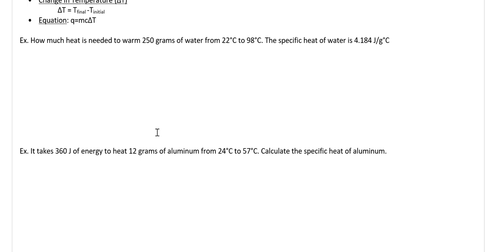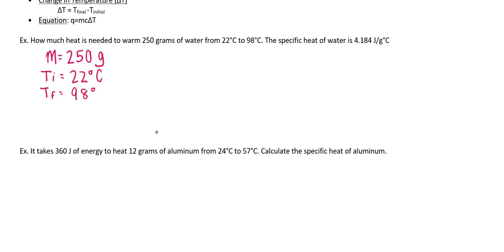First example, how much heat is needed to warm 250 grams? So my mass is 250 grams of water from 22 degrees Celsius. So my water is initially at 22 degrees Celsius. We are going to warm it up to just about boiling, 98 degrees Celsius. And lastly, the specific heat of water is 4.184 joules per gram degree Celsius.